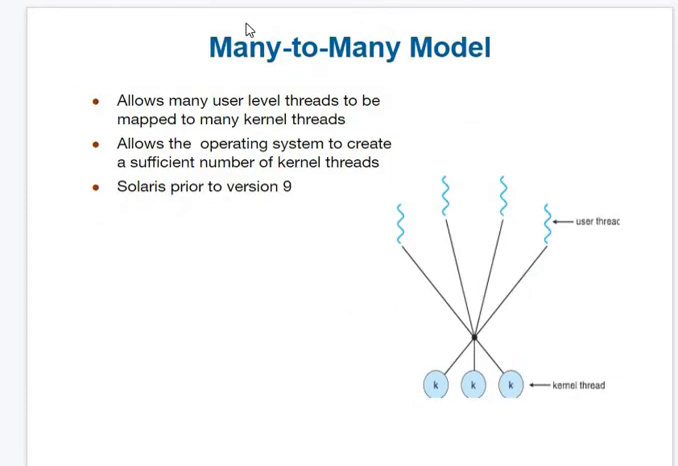So coming to the last one, which is a derived method, the many to many model. There will be many user threads and many kernel threads. Looking into which are similar types of user thread, they are mapped onto a common kernel thread. Which are separate, they are mapped onto individual kernel threads.